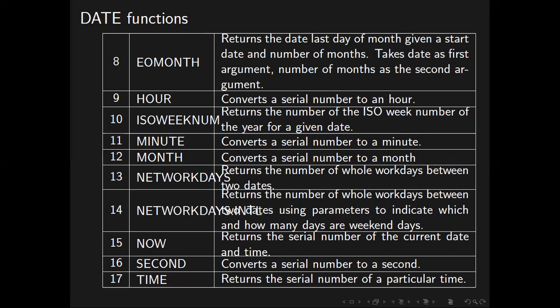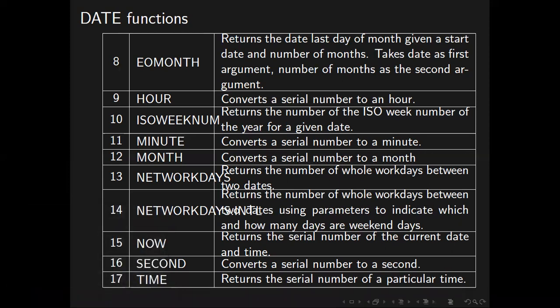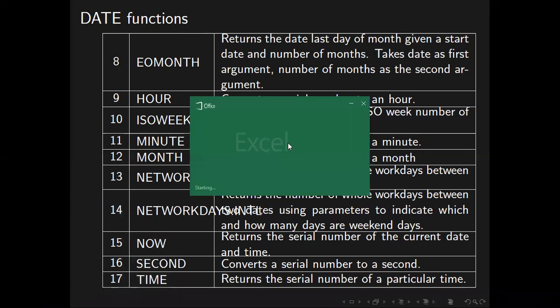Then ISOWEEKNUM. For this particular week, we would have some week number. What is the week number? You started on January 1st. January has taken about 4 weeks, so it has consumed 4 weeks and we are in the 5th week, maybe the 6th week of this year. ISO week number means the week number for a particular date. For today's date, we will ask Excel itself. It should be either 5 or 6. We will ask Excel to tell us the week number.